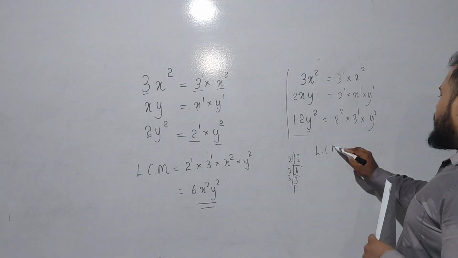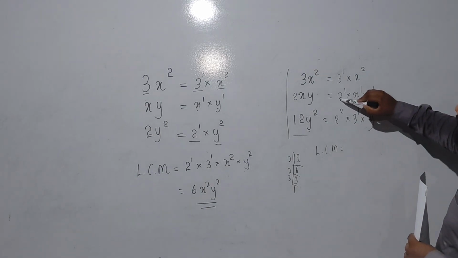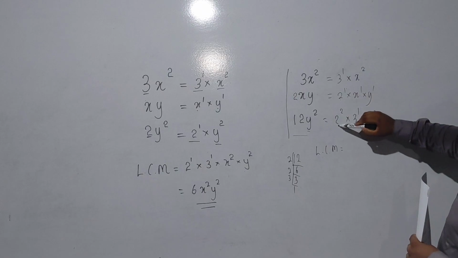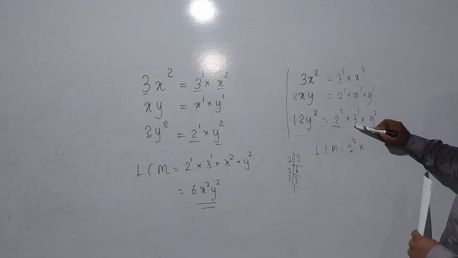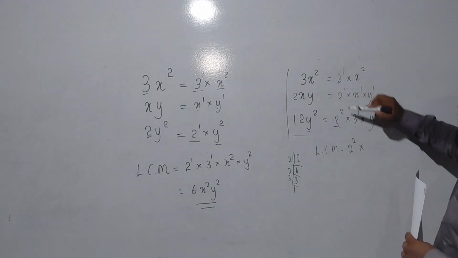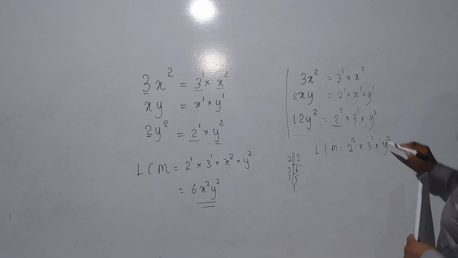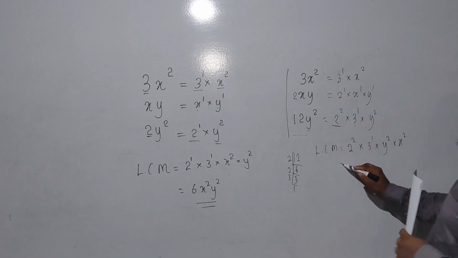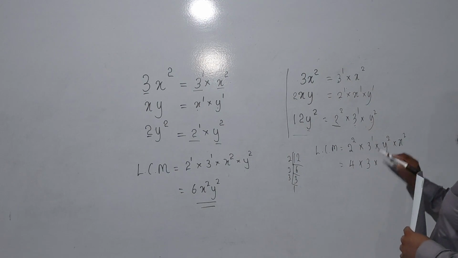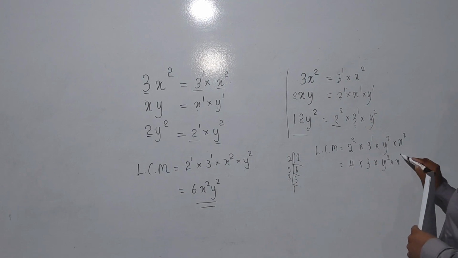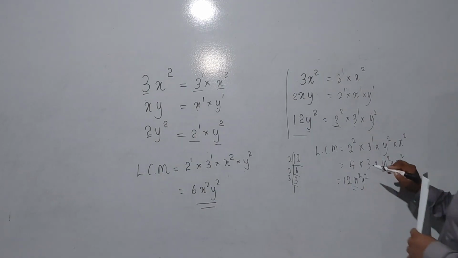Now we are going to find the least common multiple. When we are considering 2, the highest power of 2 is not 2 to the power 1. The highest power of 2 is 2 to the power 2. So we have to choose 2 to the power 2. Then about 3, 3's highest power is 3 to the power 1. Y's highest power is y to the power 2 and x's highest power is x to the power 2. 2 to the power 2 is 4, 3 to the power 1 is 3, y to the power 2 into x to the power 2. 4 and 3 is 12, so 12 x squared y squared is the least common multiple here.